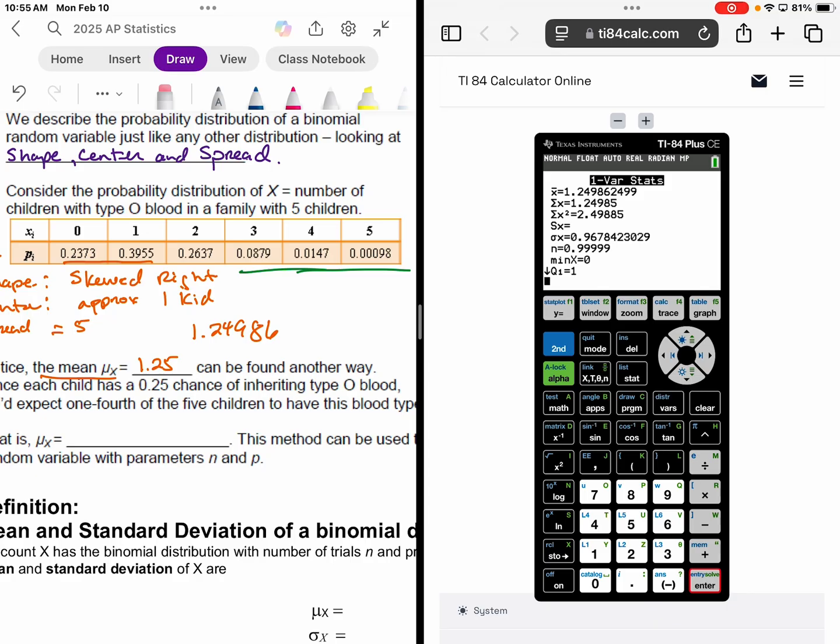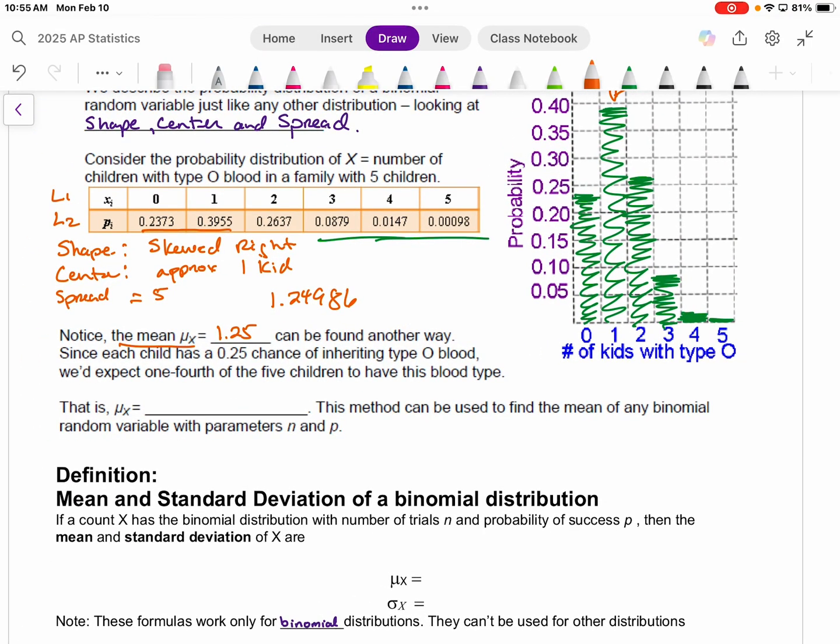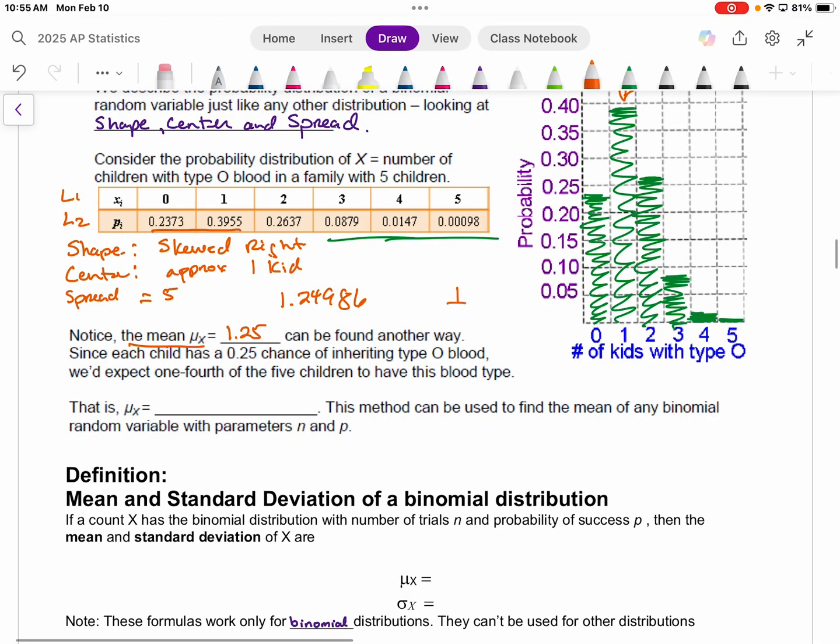All right, so since each child has a 0.25 chance of having type O blood, we'd expect 1/4 of the children to have it. So again, another way you can get that is 1/4 times the 5 kids, and that's 1.25. So that's this little part right here. So you can also do 1/4 times the number of kids. We can use this method, and we're going to talk about that in this next part.